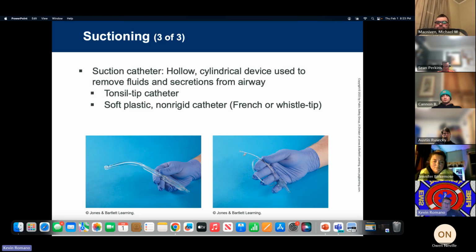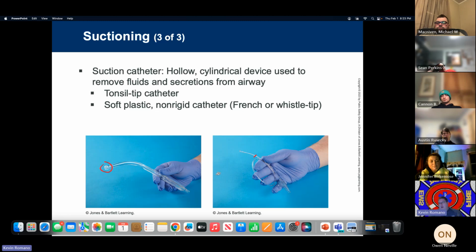These are your French tip or whistle tip catheters, or what they call non-rigid or soft plastic. They come in different French sizes that you can utilize. The smaller the number, the bigger the opening inside the tube. These work great for suctioning trachs. If you're doing deep suctioning, they work really well. They also work well for noses, things like that. Pediatrics, I've used the end of these and put it in a kid's nose before and suctioned out if I had to.